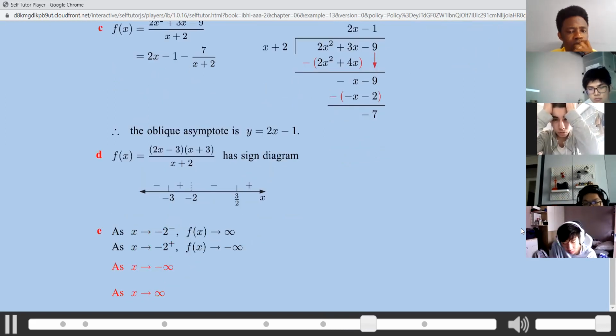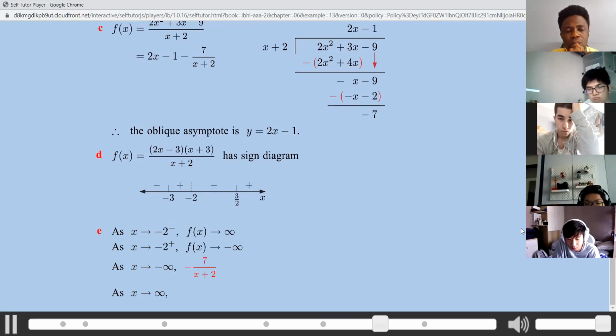To consider the behavior of the function as x tends to plus or minus infinity, it is easiest to go back to the quotient and remainder. As x tends to -infinity, the denominator is negative, and so the overall remainder is positive. The function tends to the oblique asymptote from above.